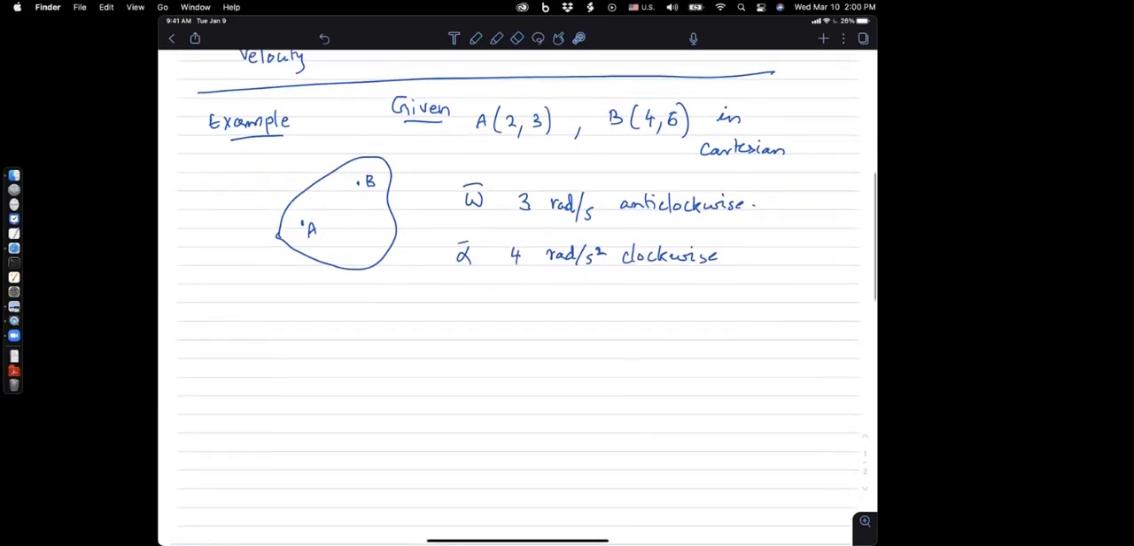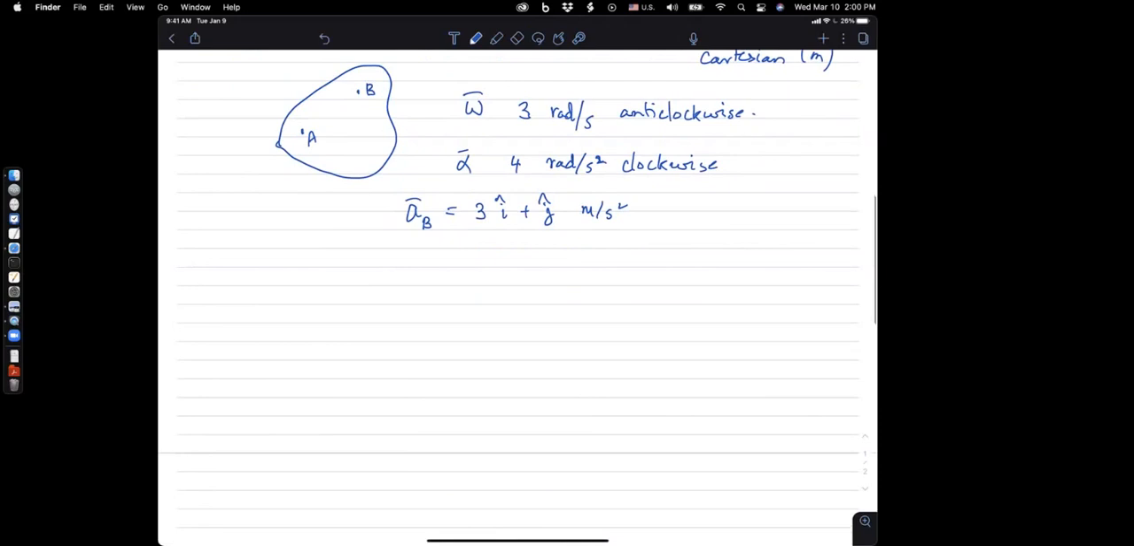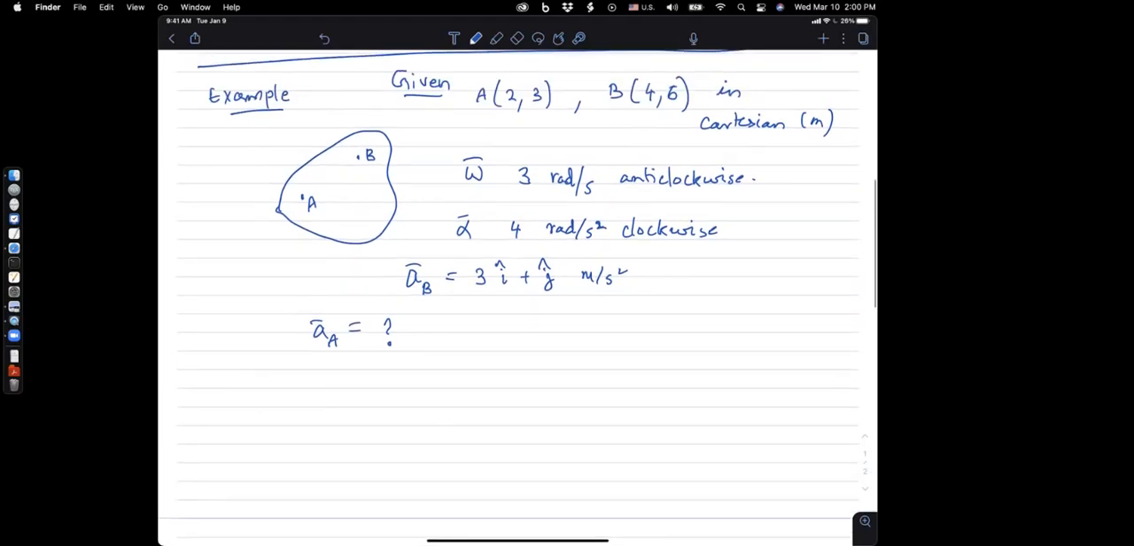So you're given these things, and then let's say given a_B equals 3i plus j meters per second squared. So all in meters, let's say. And what is a_A, I guess, is the question. Everything until here is given, and this is the question.